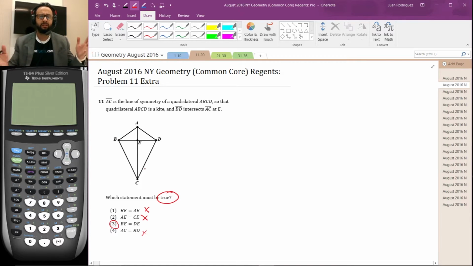So how do we do this in actuality though? AC is the line of symmetry, so you've got to understand that the left side and the right side are symmetric. So that makes AB congruent to AD. That makes BC congruent to DC. AC again is the line of symmetry. And then this segment joining B and D, that segment BE is congruent to that segment DE.